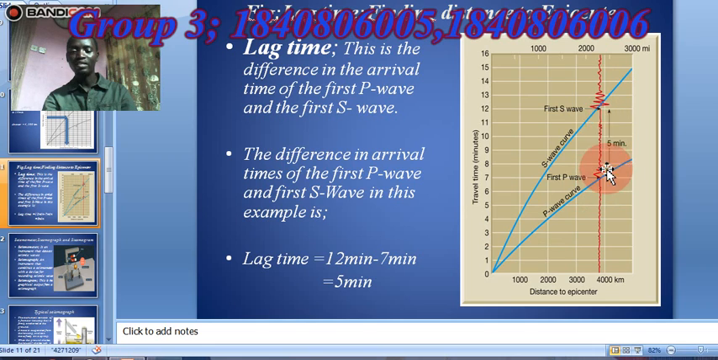The wavy-like pattern is what we call a seismogram. It is from this seismogram that we identify the arrival of these waves. This is a P wave and this is an S wave. The difference between the time interval is 5 minutes. So we will say the lag time for this one is 12 minutes, which is the S wave arrival time, minus 7 minutes, which is the P wave arrival. It will give us 5 minutes.